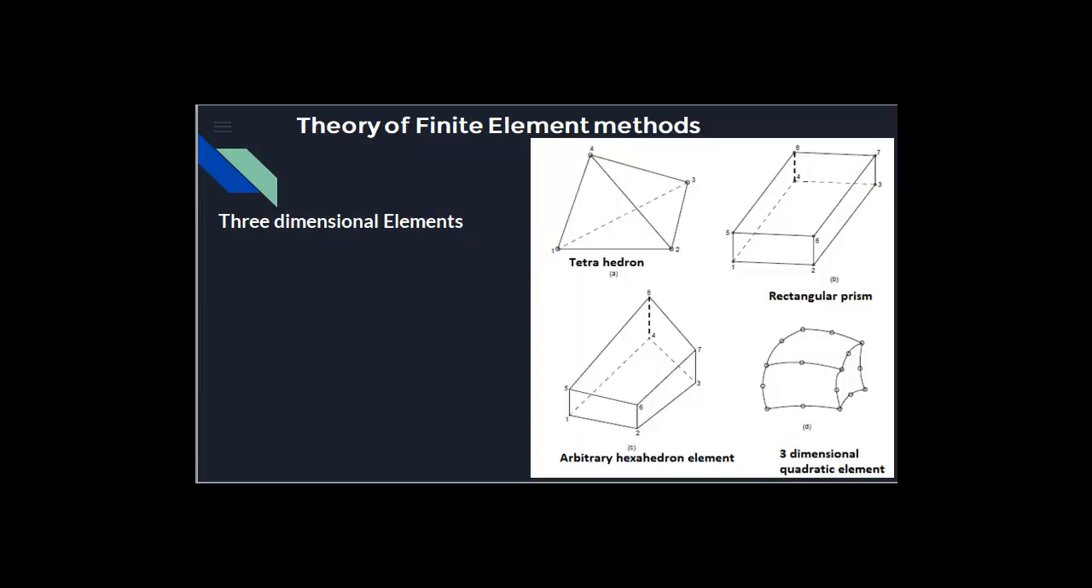To see how a three-dimensional element will look, let us see a tetrahedron with 4 nodes, a rectangular prism with 8 nodes, an arbitrary hexahedral element with 8 nodes with different lengths, and the three-dimensional quadratic elements with different types of nodes arranged both at the center and at the corner of the curved three-dimensional quadratic elements.